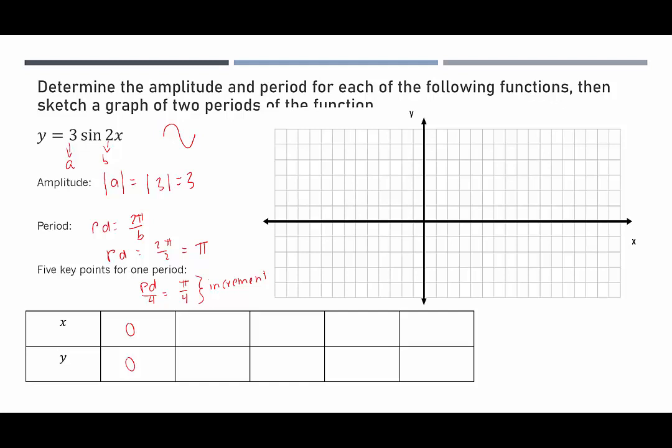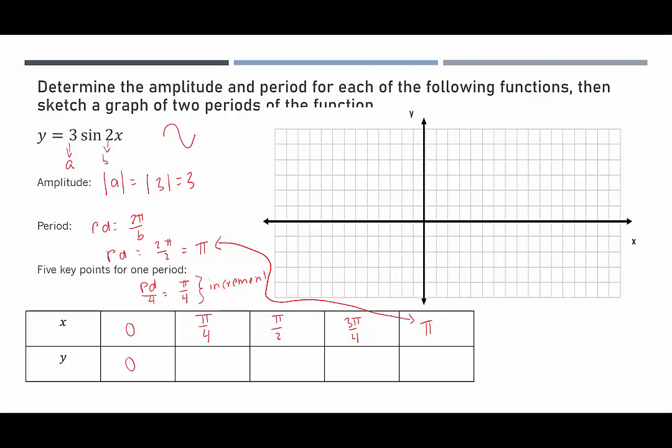So we have 0, 0 plus pi over 4 is pi over 4. Then pi over 4 plus pi over 4 is pi over 2, because it'd be 2 pi over 4. Then pi over 4 plus pi over 2 is 3 pi over 4. And 3 pi over 4 plus pi over 4 is pi. So this last one, assuming there's no horizontal transformation, should match the period itself, right? If we start at 0 and we're doing a complete period, then that's going to take us to pi.